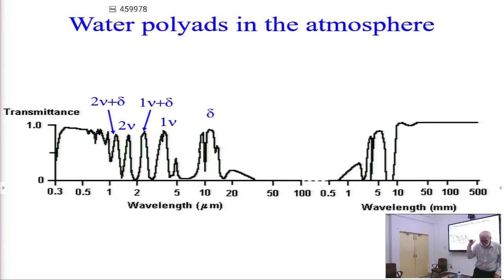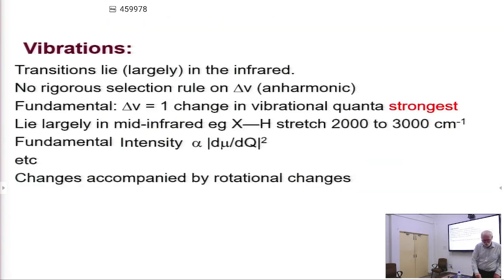And to be honest, if that wasn't true, I probably wouldn't even mention polyads at all. So vibrational motion largely sits in the infrared. In water, rather unusually, it's quite important in the visible, but that's not normal. There are no rigorous selection rules on the vibrations, but there's a strong propensity that changes by 1 are strongest. It's normally an order of magnitude stronger, but it doesn't mean the other ones are forbidden.